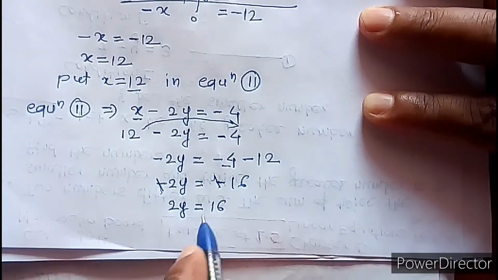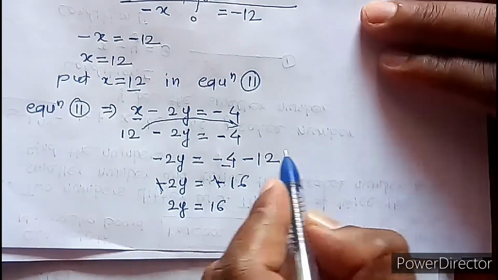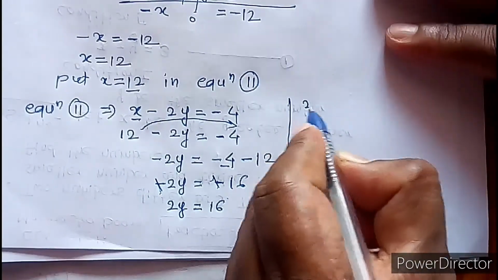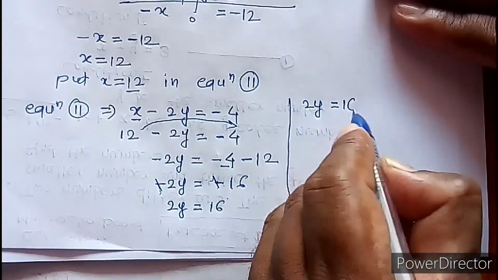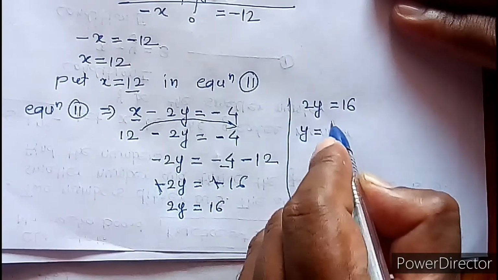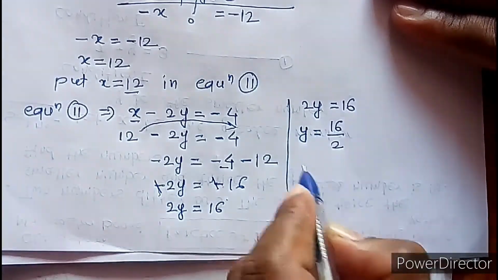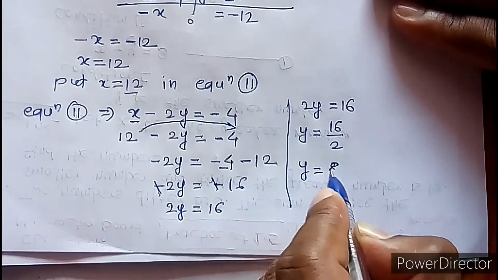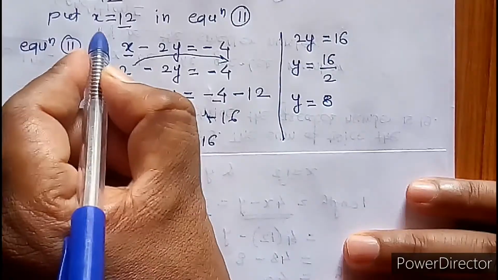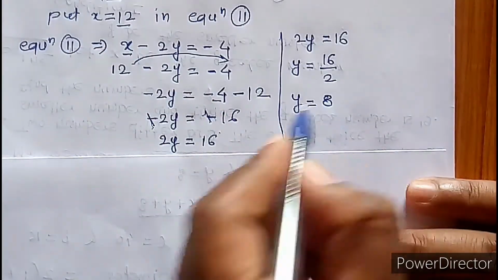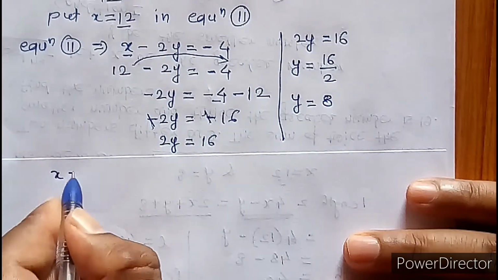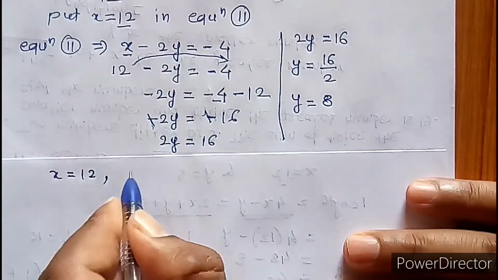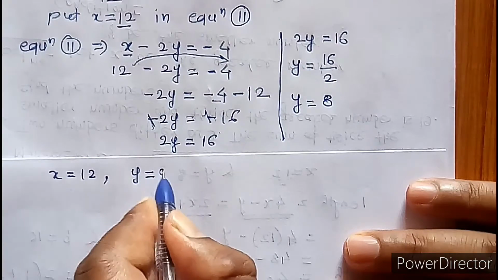We get the value of y. 2y equals to 16, then y will be equals to 16 divided by 2. Here y equals to 16 divided by 2, the value is 8. Here we get x equals to 12 and y equals to 8. Then write down x equals to 12 and y equals to 8.